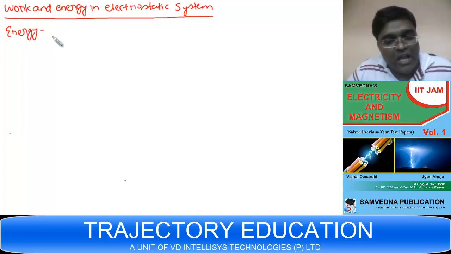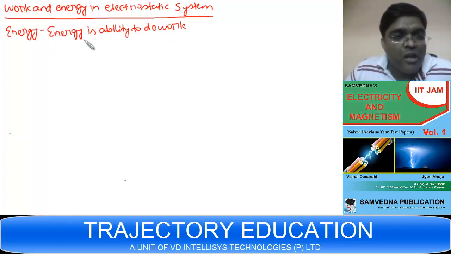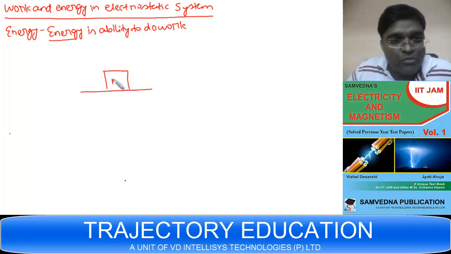Energy is the ability to do work. So energy is the ability to do work, meaning if you want to do work, you must possess energy. Like if we want to push this 10 kg mass, and I apply a 10 Newton force and push it, it covers a distance of say 1 meter. Then we say we have done 10 joule of work.